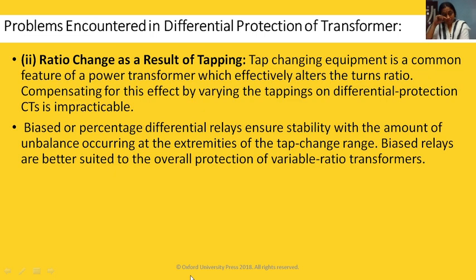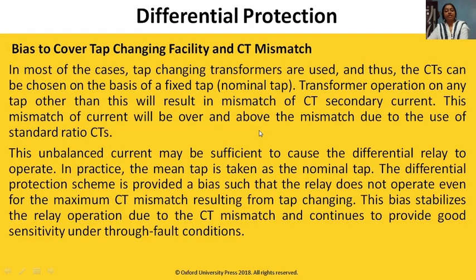Now the second problem is ratio change as a result of tapping, as we are using a tap changing transformer. The tap changing equipment is a common feature of power transformers which effectively alters the turns ratio. Compensating for this effect by varying the tappings on the differential protection CT is impracticable. So therefore we are using a bias or percentage differential relay for this problem. The bias or percentage differential relay covers this problem, the tap changing facility and CT mismatch.